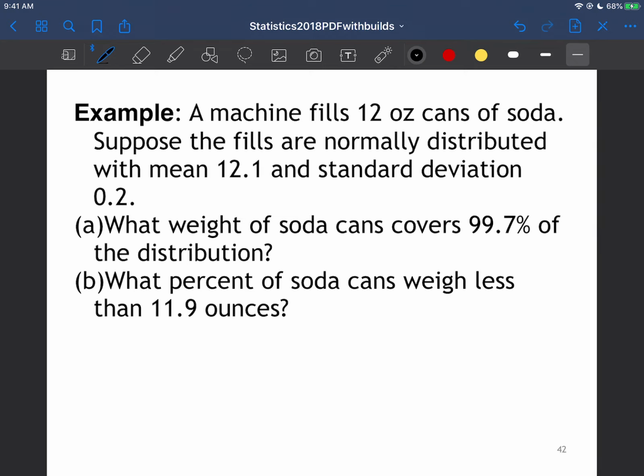Let's look at one more example of applying the 68, 95, 99.7 rule. We have a machine that fills 12-ounce cans of soda. The fills are normally distributed with a mean of 12.1 and a standard deviation of 0.2. So here's my mu and my sigma. I want to know what weight of cans covers 99.7% of the distribution and what percent of soda cans weigh less than 11.9 ounces. Now we're told in this problem that the distribution is normally distributed.